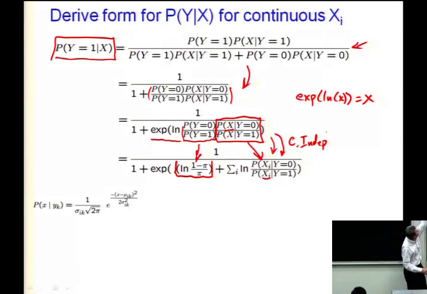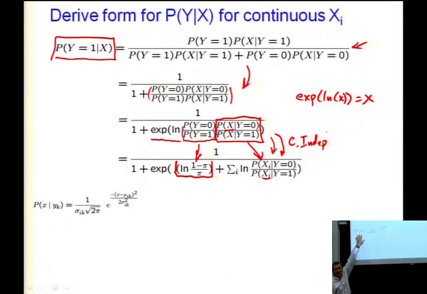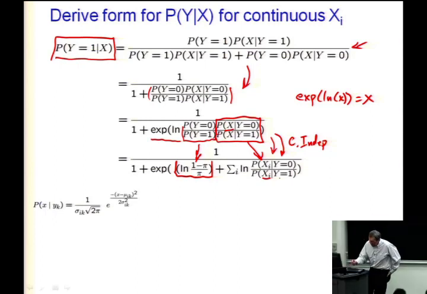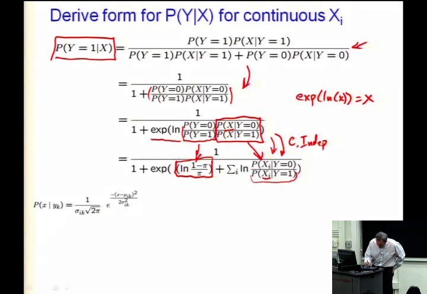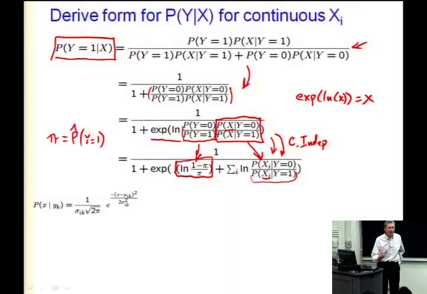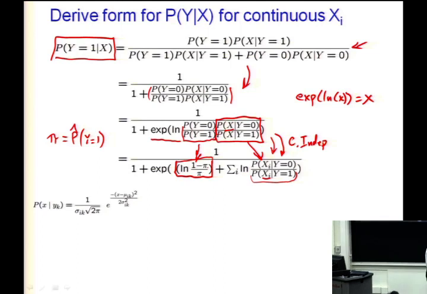But if I do, and furthermore Gaussian, if I bring in this assumption at this point, then I can just re-express this quantity in terms of a Gaussian. Oh, by the way, what are these pi's? I was just sticking with our earlier notation that pi was our estimate of the prior. So pi here is just our estimate of p of y equals 1.